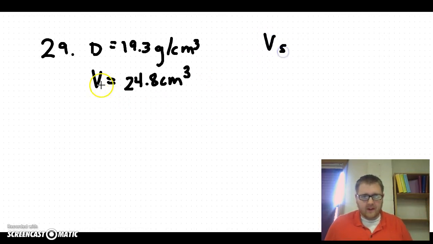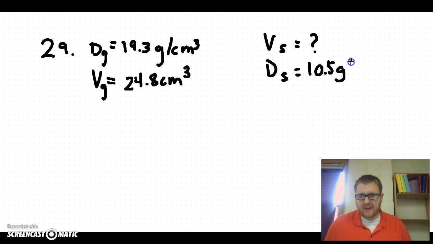So we'll call this volume gold. We want to know volume silver, and this is density gold. If the density is 10.5 grams per cubic centimeter, we want it to have the same mass as the gold. So we want these two masses to be equal. Let's find out what mass of gold we have.